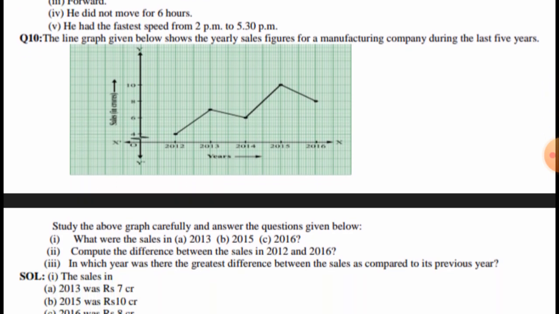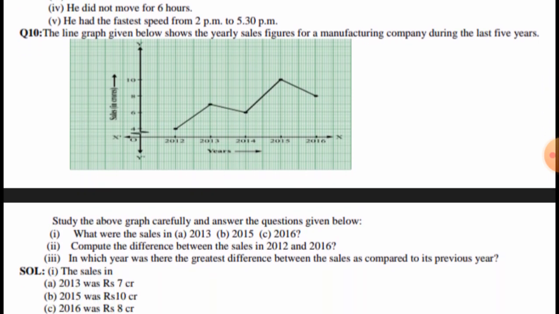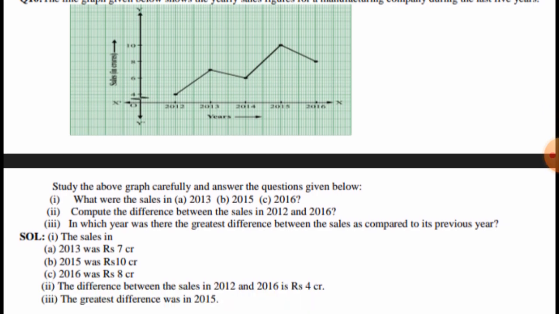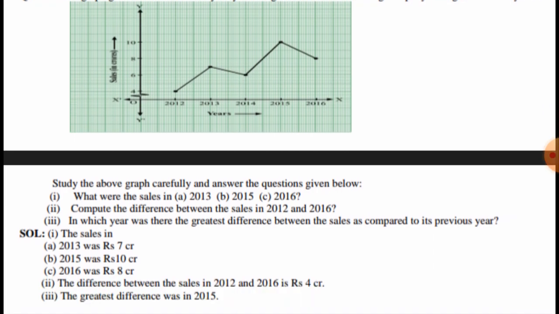Now after this, question number 10: the line graph given below shows the yearly sale of a manufacturing company during the last 5 years. Study the above graph carefully and answer the following questions. First part: what were the sales in 2013, 2015 and 2016? In 2013 the sale was 7 crore, in 2015 it is 10 crore, and in 2016 it is 8 crore.